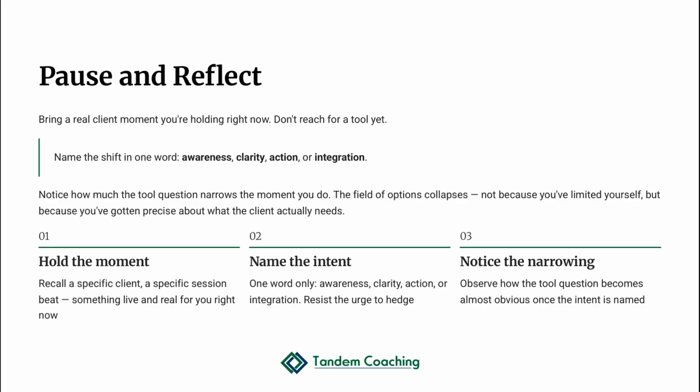I want you to pause this video for a moment. Take a client you're working with right now or a session you're planning for this week. Think about what you'd want to work toward in that next meeting. Name the shift in one word: awareness, clarity, action, or integration. Notice what happens to the tool question when you do. The field of candidates narrows. The choice gets clearer and faster. That's the value of the intent step, not to slow you down, but to collapse the decision space before you enter it. Take 30 seconds. Come back when you're ready.